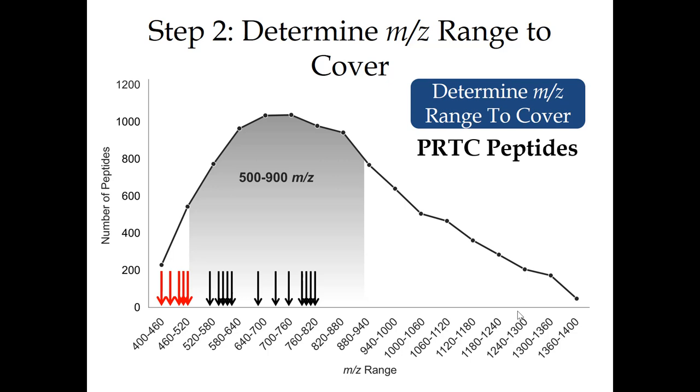You might want to change the mass to charge range covered. One time I was doing a method where I had these PRTC standard peptides in there, and a lot of them fall below. So sometimes you might have really important peptides in a lower M over Z range that you want to cover, and then you'll need to shift your method a little bit.